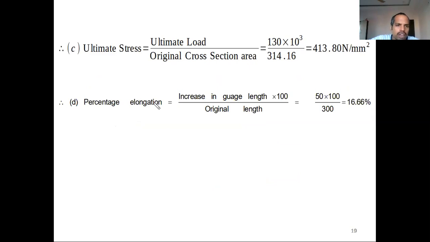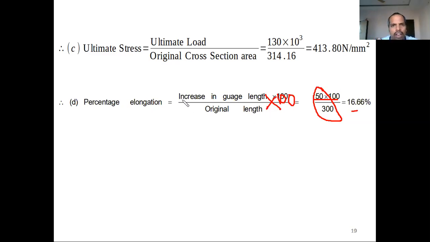The final one, percentage elongation. Percentage elongation is equal to increase in gauge length divided by original length, into 100. So increase in gauge length means the total elongation, which is nothing but 50 mm, divided by original length 300. This is delta L by L, into 100. That is the percentage elongation. It means compared to its initial length, it has increased by 16.66%. That is the meaning of percentage elongation.